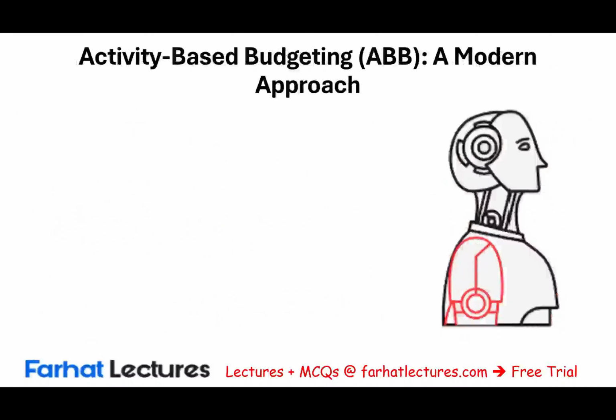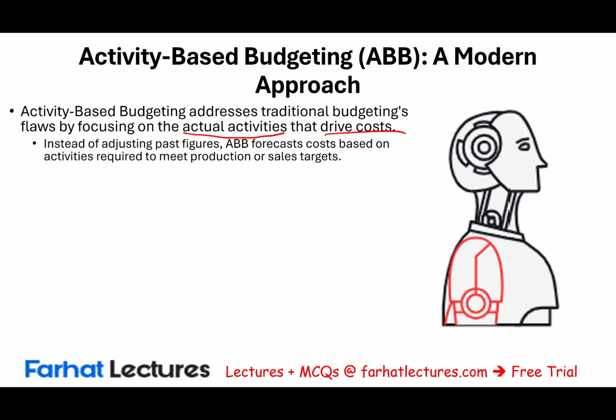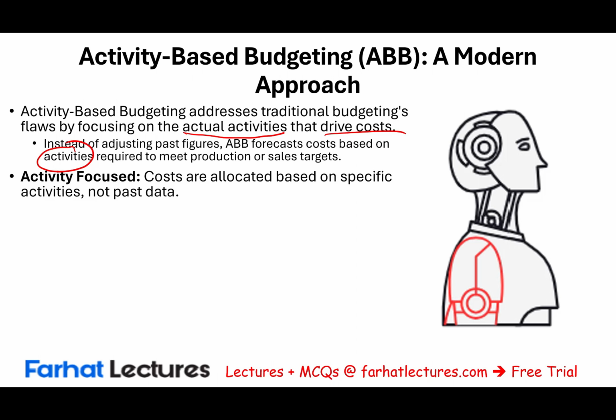Here comes activity-based budgeting, ABB, a modern approach relative to the traditional budget. ABB addresses the traditional budget's flaws by focusing on actual activities that drive cost. So instead of looking at past numbers and adjusting them, we forecast cost based on what? Based on activities. We would say, okay, what activities are required to accomplish this goal, to produce this item, to meet the sales target? And based on these activities, we will draw the budget. So it's activity focused.